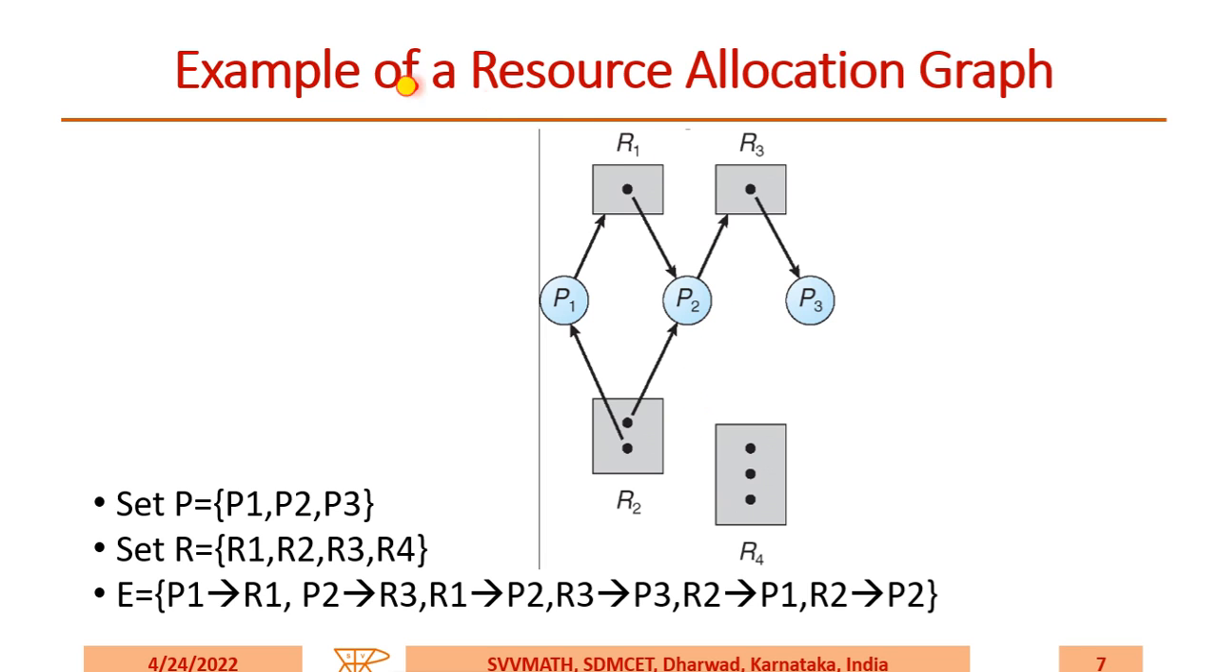Let us take one example. We have a process set P: P1, P2, P3. We have resources R1, R2, R3, R4. We have edges: P1 to R1, P2 to R3, and next R1 to P2, like that. Pause the video, go through all these edges, and observe them in the resource allocation graph.